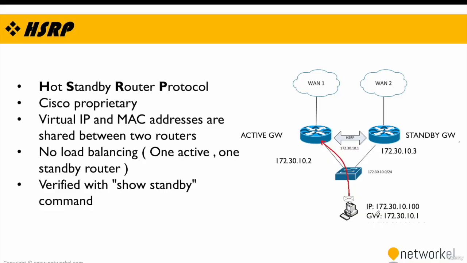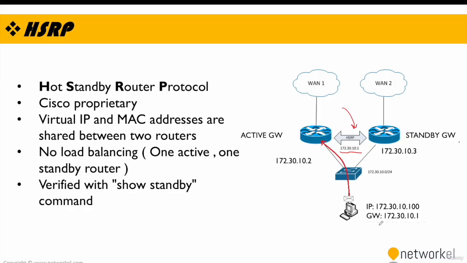So if the active router fails, the standby router takes over the virtual IP address, ensuring seamless connectivity without manual intervention. Okay, so in here you could see there is a virtual IP. Okay, that is this one. Okay, so virtual IP and virtual MAC addresses are shared between two routers. There is no load balancing, and there is one active gateway and the other one will remain standby.